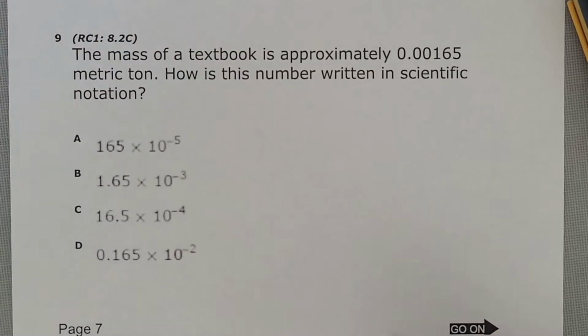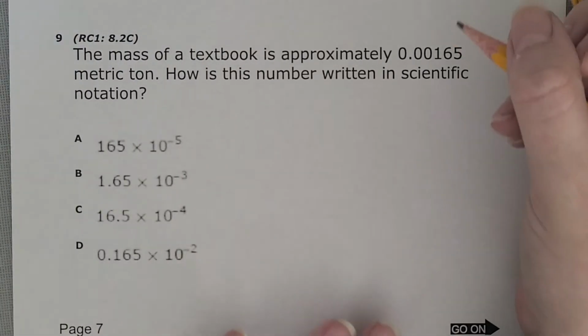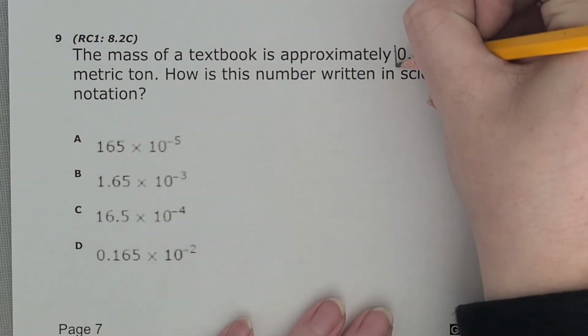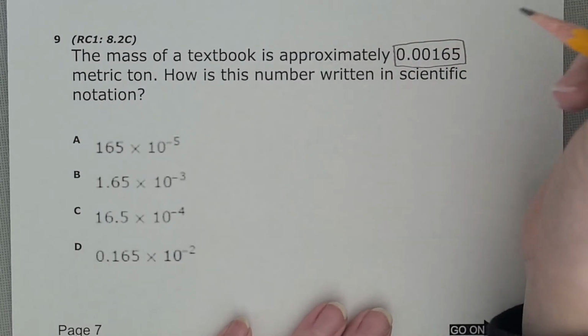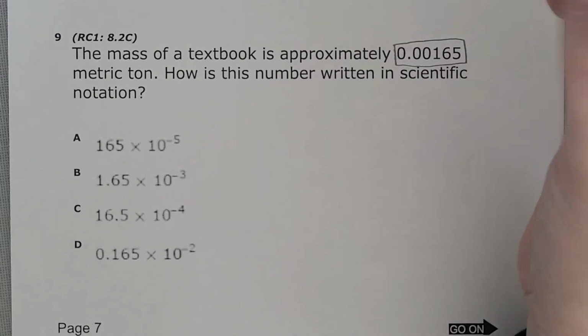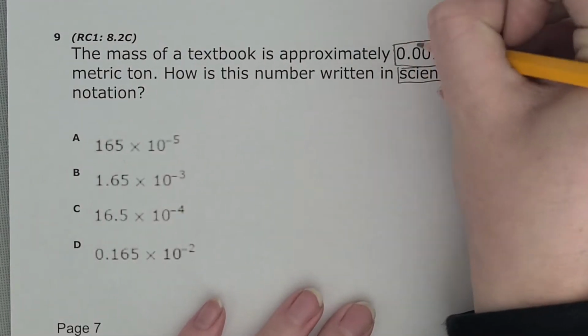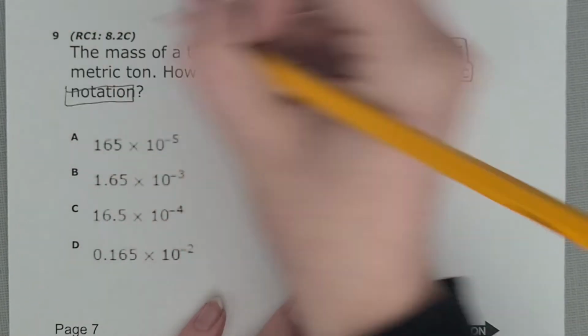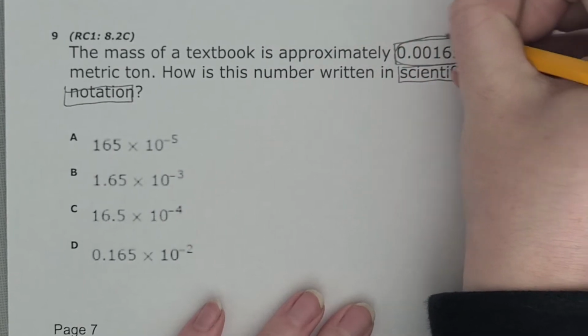All right, number 9 says the mass of a textbook is approximately 0.00165 of a metric ton. How is this number written in scientific notation? Sorry, should have circled my number.